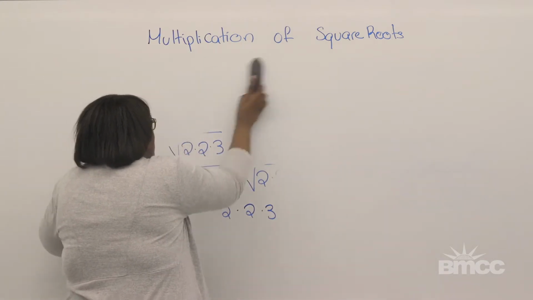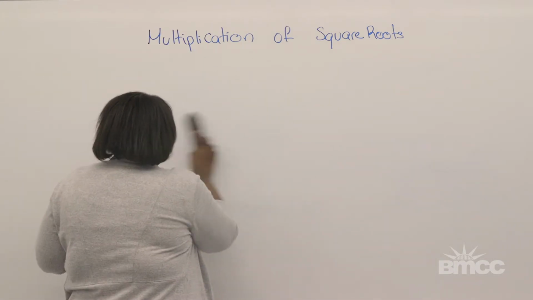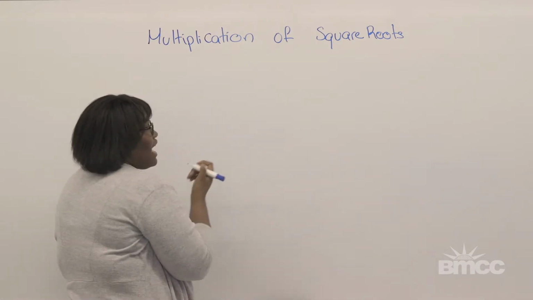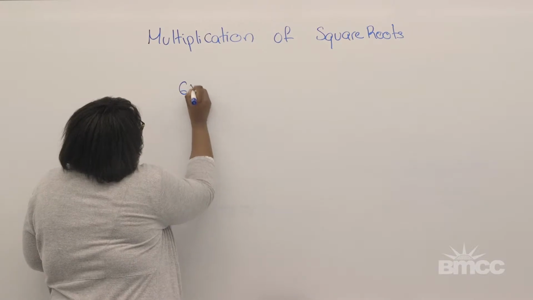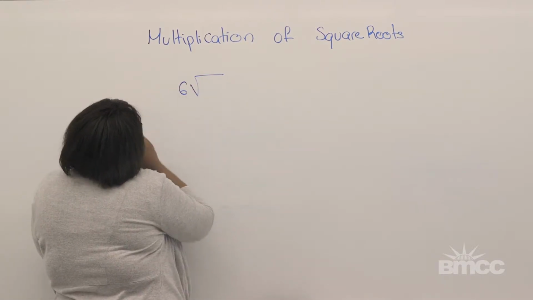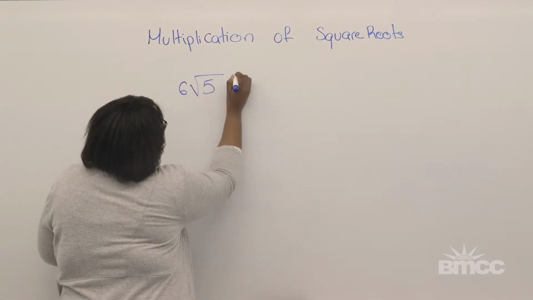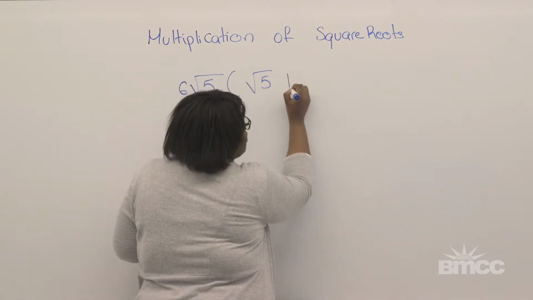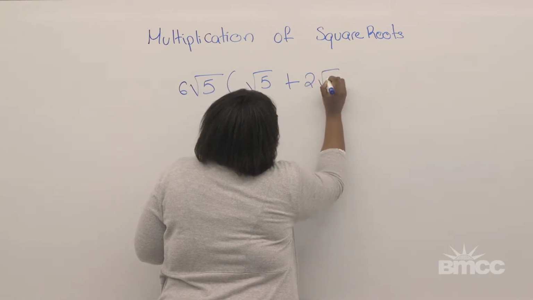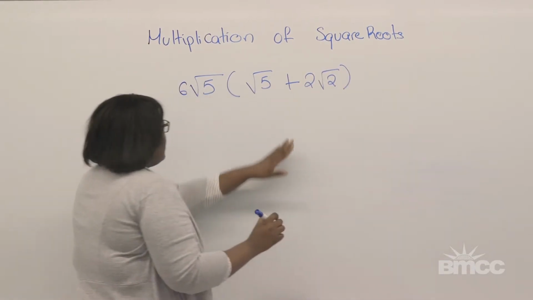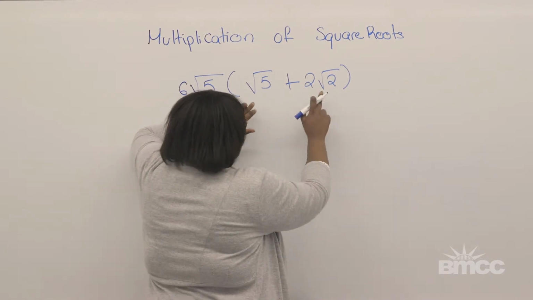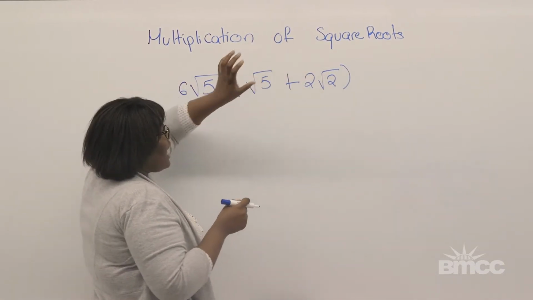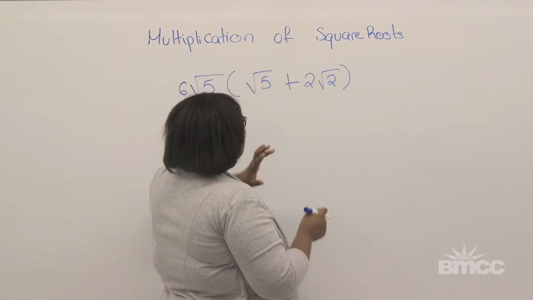Now, we're going to take it up a notch. We're going to add and subtract while we're going to multiply. So if we were to have, for instance, 6 times the square root of 5 times the square root of 5 plus 2 times the square root of 2. As you can see here, these two expressions are within the parentheses.